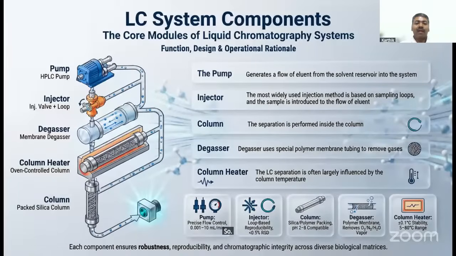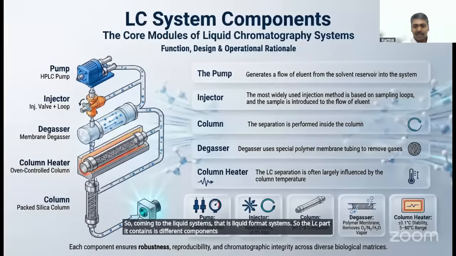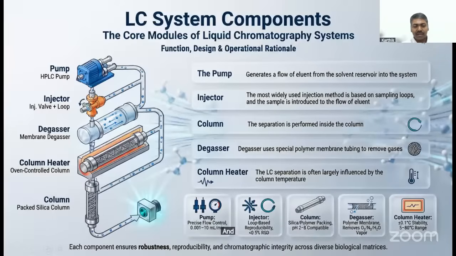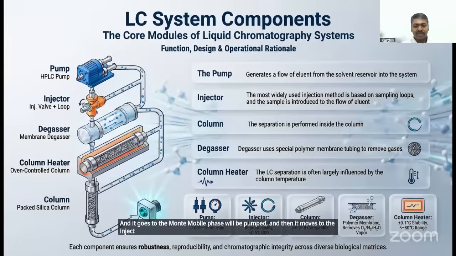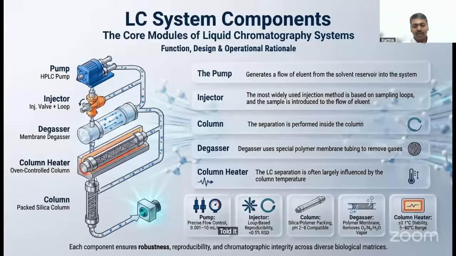So coming to the liquid chromatography systems, the LC part contains different components. The pump generates a flow of eluent from the solvent reservoirs to the system, and the mobile phase is pumped and then moves to the injector. The injector injects the sample based upon the sampling loop, and the sample is introduced through the flow of eluent to the column.